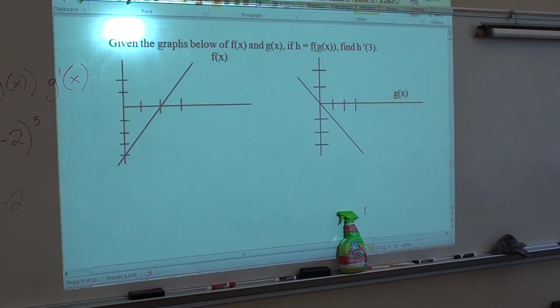So just to run through that problem, see the top line in red. So what is h prime of x?